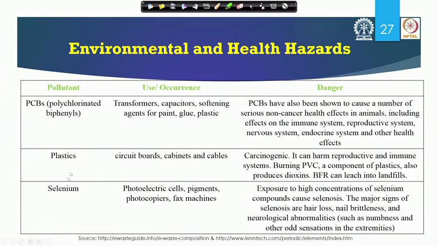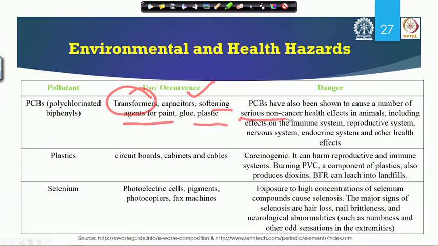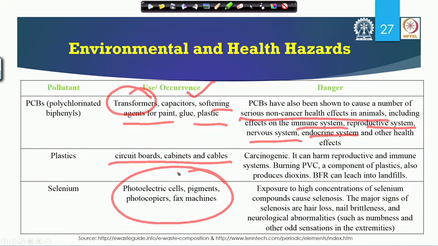Then PCBs, plastics, selenium. PCBs are polychlorinated biphenyls. PCBs were very popular, used to prevent fire in transformers and capacitors. It is a softening agent for paints, glue and plastic. It has serious non-cancer health effects, including effects on the immune system, reproductive system, nervous system, and endocrine system. So these are all documented. PCBs are in plastics, circuit boards, cabinets. Selenium is used in photocopiers and fax machines. And they have their negative health impact right there.